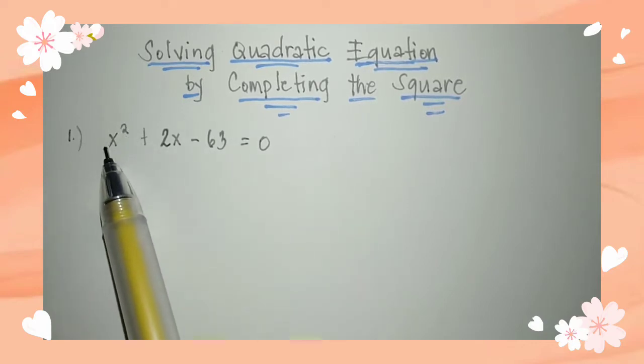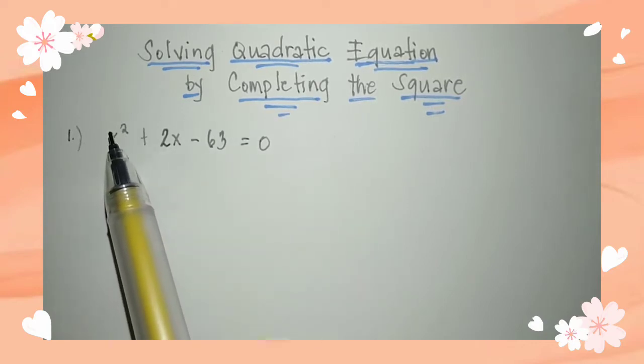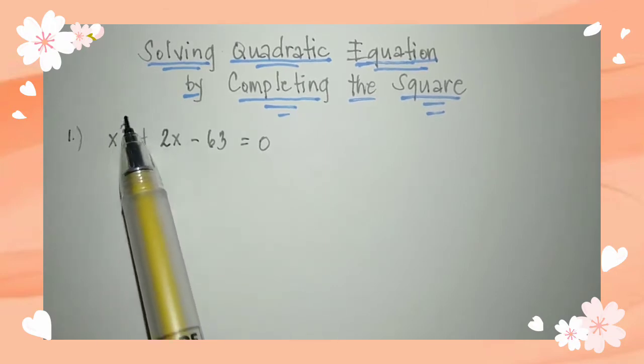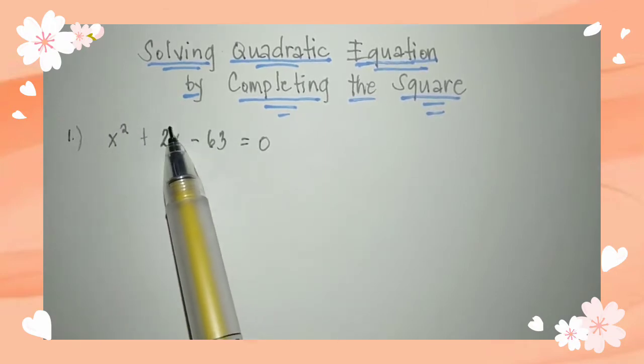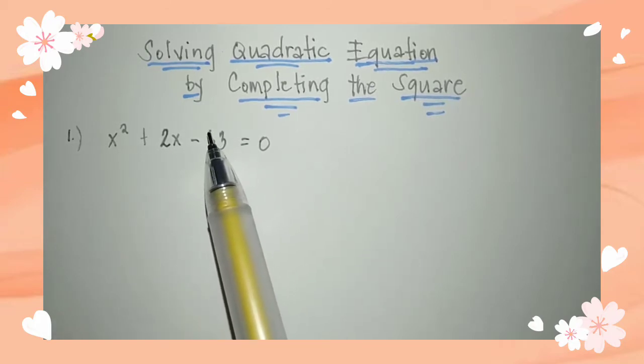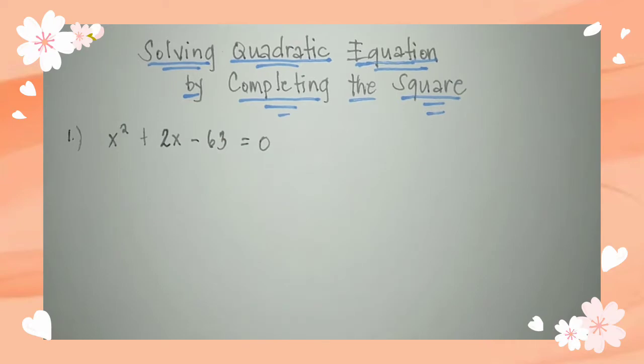Yung pinaka-A natin siya yung quadratic term, yung may square. Okay, kita niyo yung may square. And our 2x here is our linear term. And negative 63 is the constant. Okay? So, what are we going to do when dealing with completing the square?